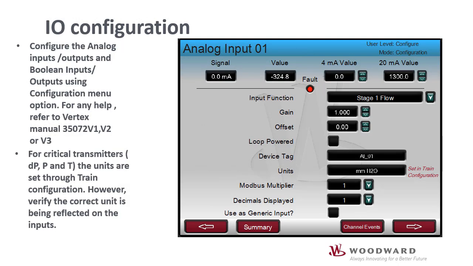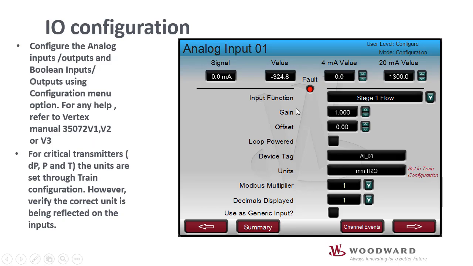Now, the last step, we have finished the train configuration. The next step is to configure input output. If you remember, in the beginning we started with the train configuration. Now it is time to configure input output. If you notice the critical parameters such as flow, the units are set in the train. We already defined those units inside the train controller. If you want more details, please refer to volume 35072, V1, V2 and V3.